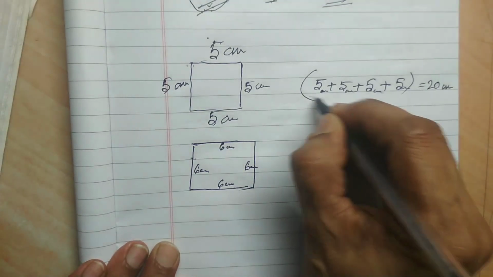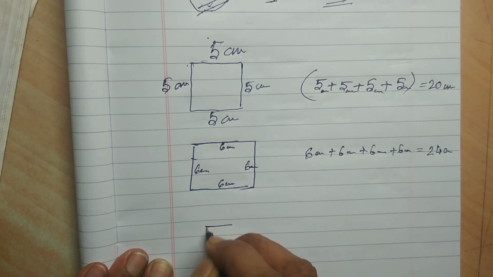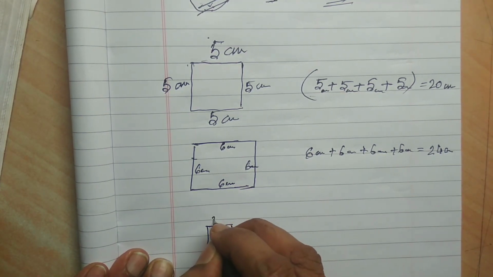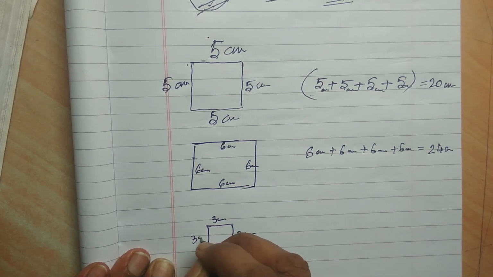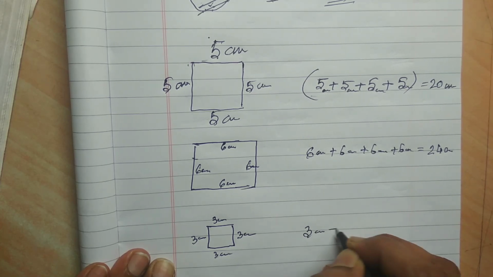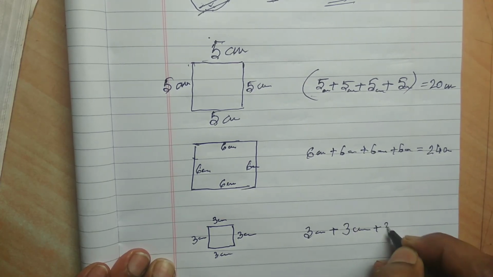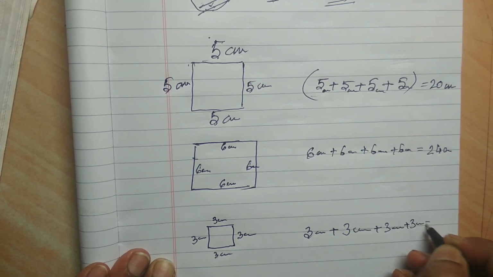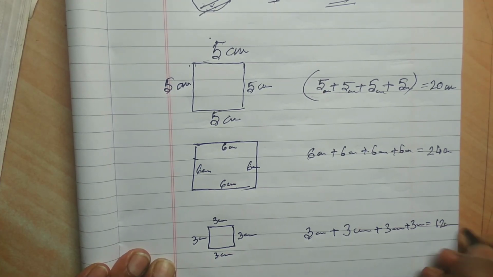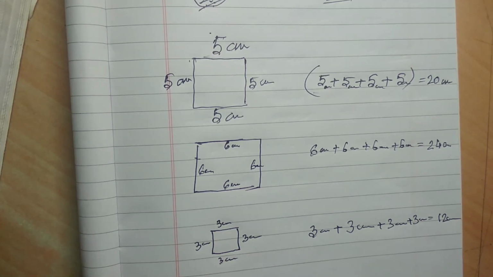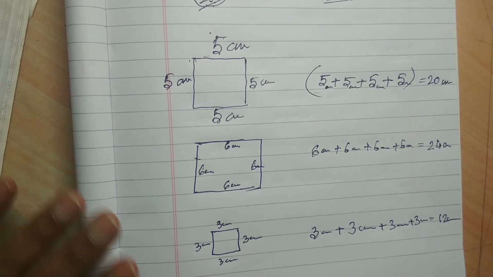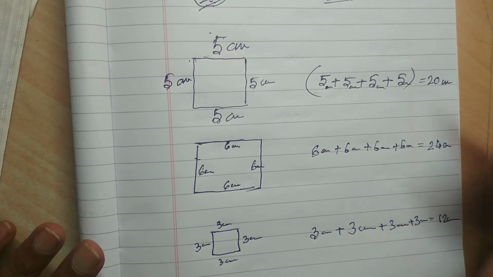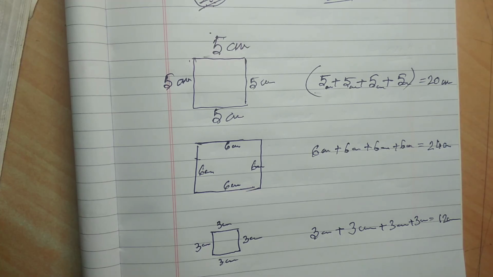Again, suppose another square is there that is a little bit smaller. Each side is 3 centimeter. So it is 3 plus 3 plus 3 plus 3, equal to 12 centimeter. The total of the boundary is known as the perimeter. For any figure, the length of the total boundary is known as the perimeter.